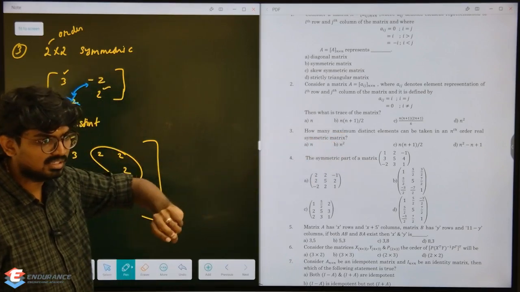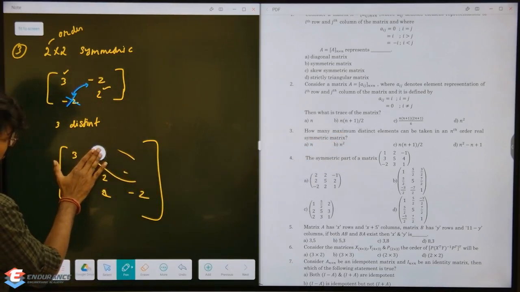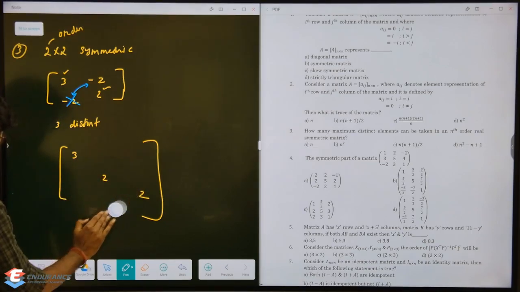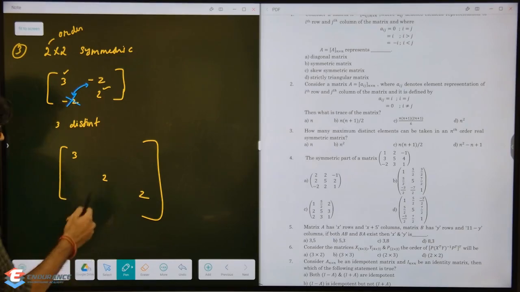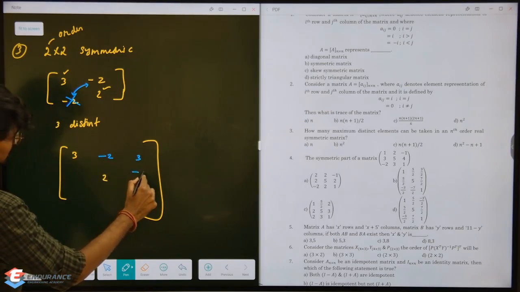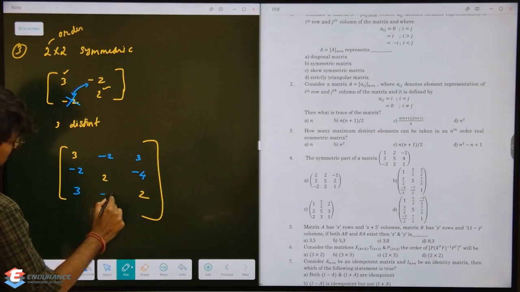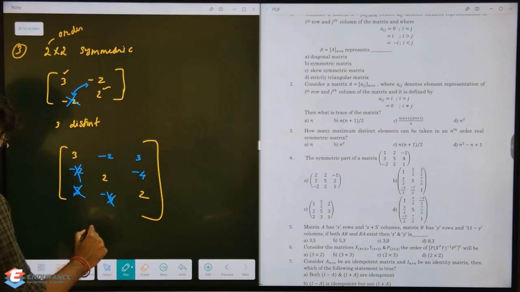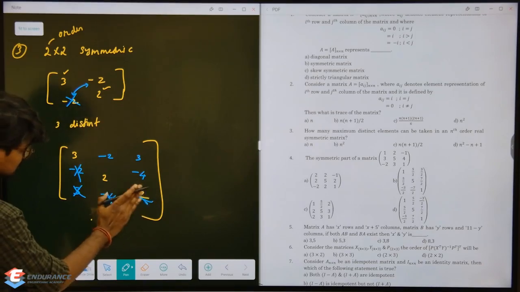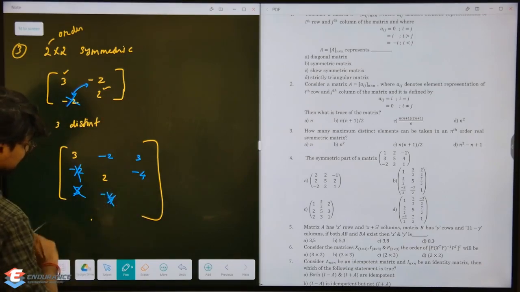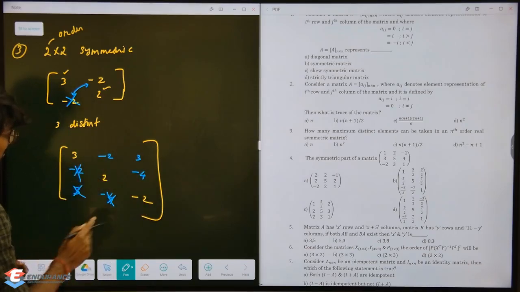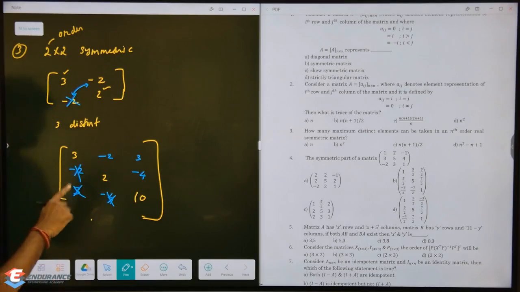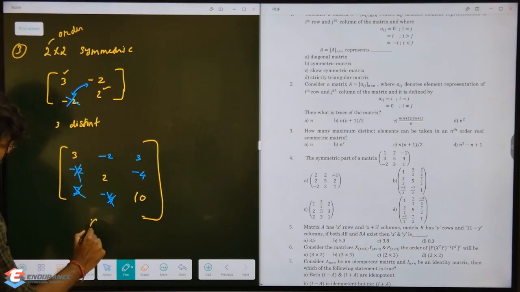a maximum distinct element. So if the number of distinct elements needs to be maximum, then these symmetric elements should also be different. For example, minus 2, 3, minus 4. So this will be minus 2, 3, minus 4. I should not consider these. Then the balance: I will take minus 2, which is already there, so 10, some random 10. How many distinct elements are there? 6 distinct elements are there.